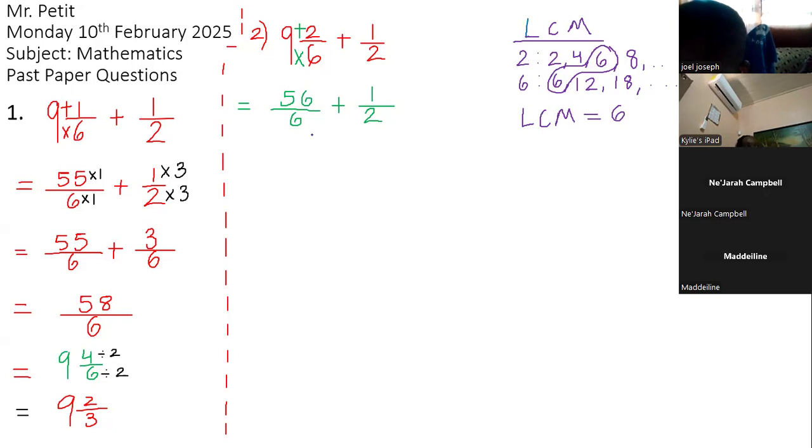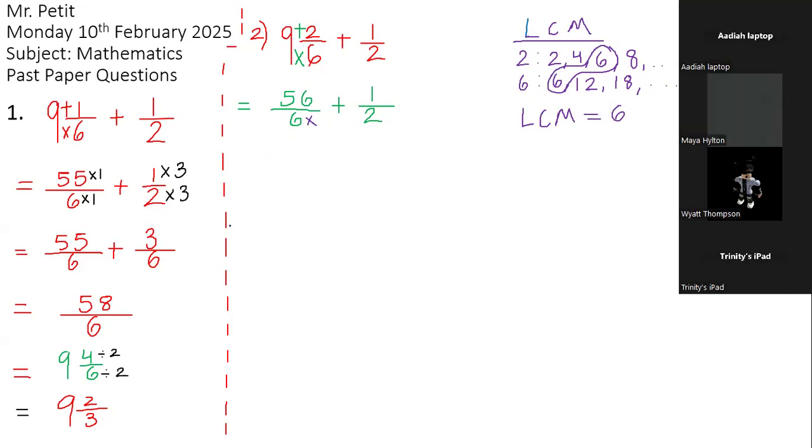So we ask ourselves, what times 6 gives us 6? Class, what times 6 gives us 6? One. Very good. Whatever I do to the bottom, I must do to the top.